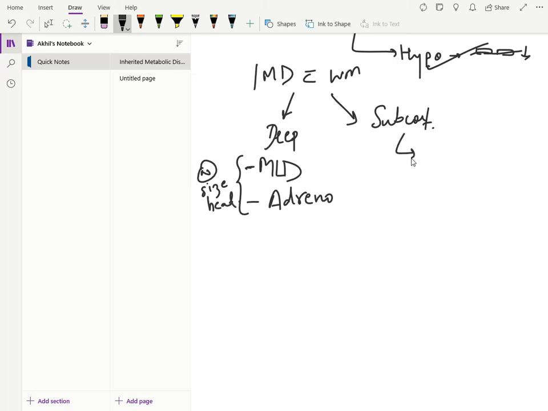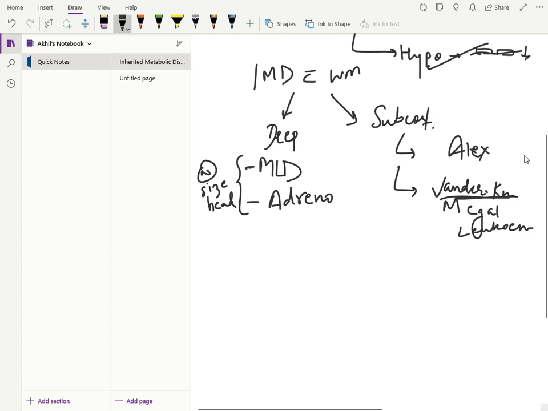And the disorders which affect the subcortical white matter include Alexander disease, and then you have Van der Knaap disease. Now, Van der Knaap is also known as megalencephalic leukoencephalopathy. It's a very lengthy word, so I just prefer Van der Knaap disease, but you can also call it megalencephalic leukoencephalopathy. And in both the diseases, you have increase in size of the head.